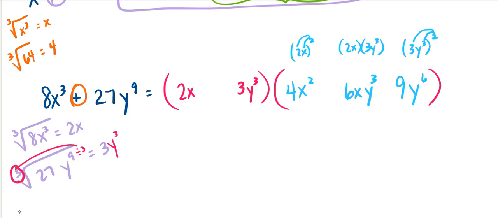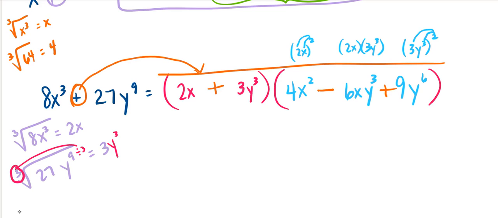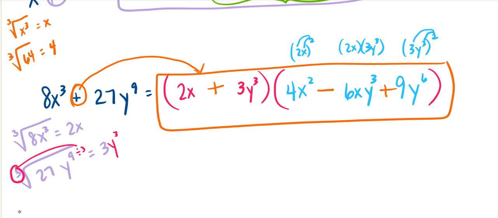Sign, I had a plus here. I keep the same sign, opposite sign, always positive. And there we have it, you guys. That's how you do your perfect squares and your perfect cubes. Good luck.